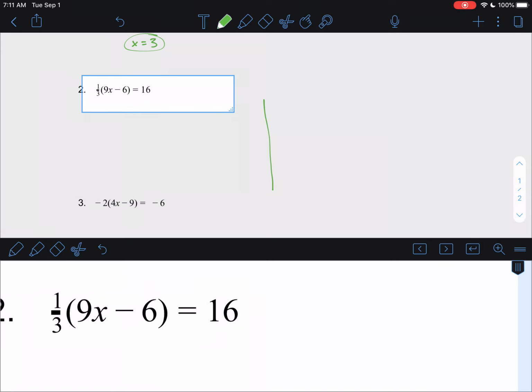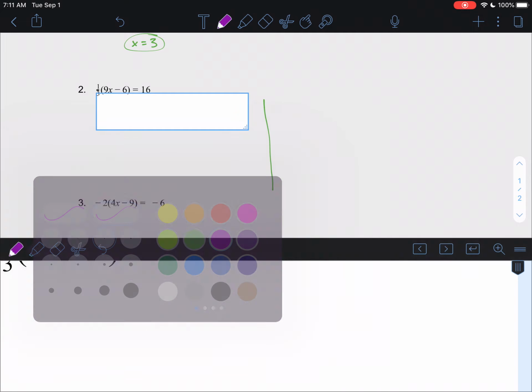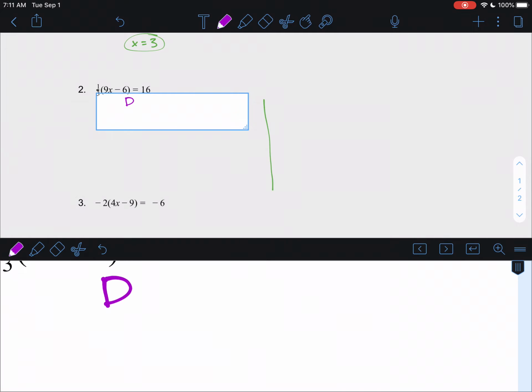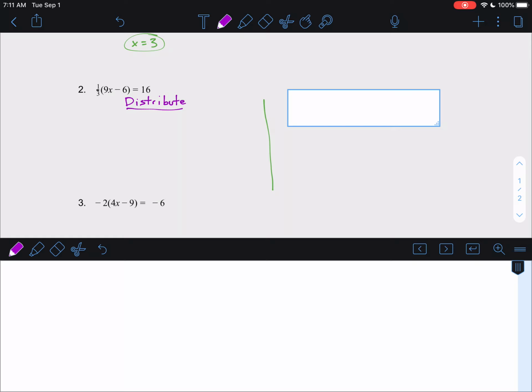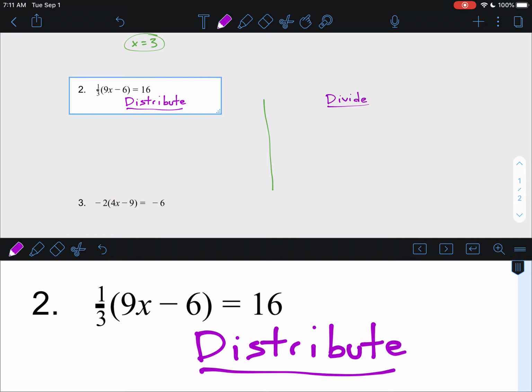So on this side of this green line that I drew, I'll use a different color. I'll use some purple. Okay, so I can distribute, or on this side of that green line, I'm going to divide. So we could either distribute that 1/3 or divide by 1/3.